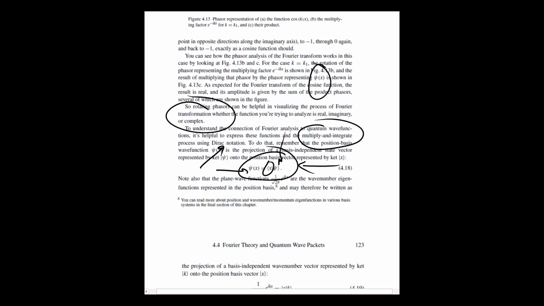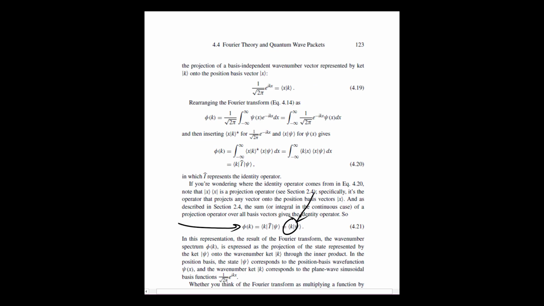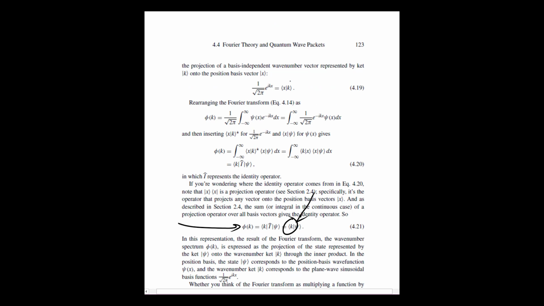X is a ket, and when it appears in the inner product like this, it looks like a bra. You can use the Fourier transform to see that the wave number spectrum phi of k is the projection of the state represented by ket psi onto the wave number basis functions k. To see how to do that through the Fourier transform, remember that in the position basis, the plane wave functions 1 over the square root of 2 pi e to the i kx are the wave number eigenfunctions. And those are what you get when you project the wave number basis functions k onto the position basis functions x.